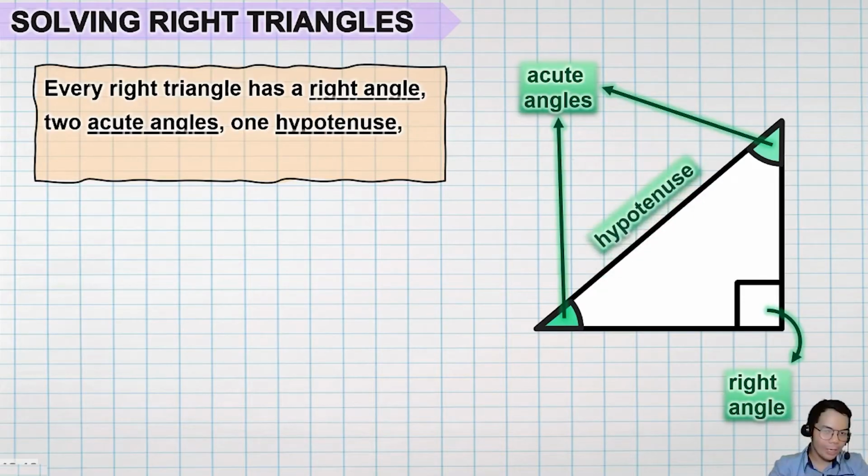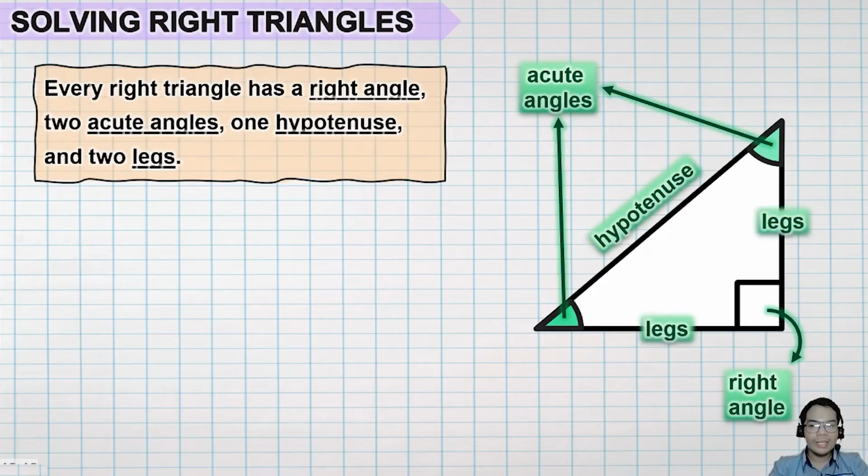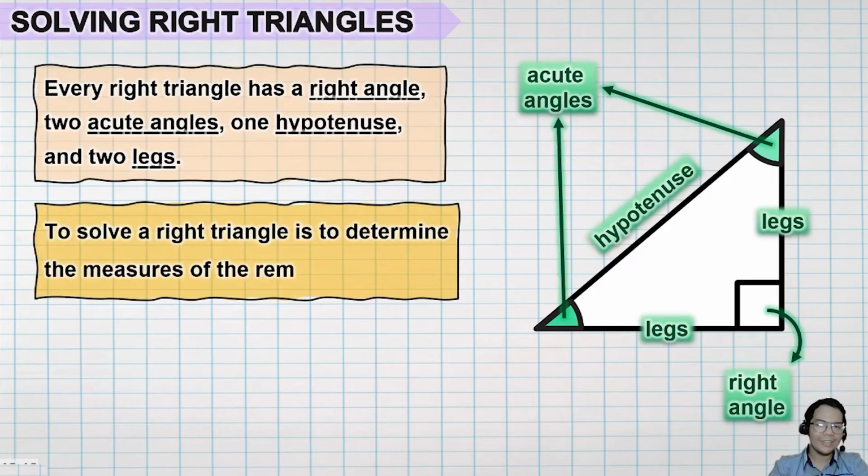Then, when it comes to the sides, yan ang pinakasikat dyan. The longest side of the right triangle, opposite your right angle, is what we call the hypotenuse. And the two remaining sides is what we call the legs. Or, syempre, singular, leg lang nga dapat yan. Walang S yung dalawang gilid. Anyway, to solve a right triangle is to determine the measures of the remaining parts. Kapag nagso-solve tayo ng right triangle, dapat makuha natin lahat ng measurement ng bawat part.